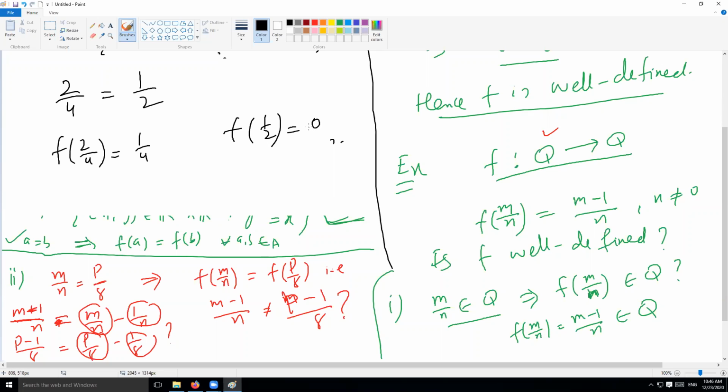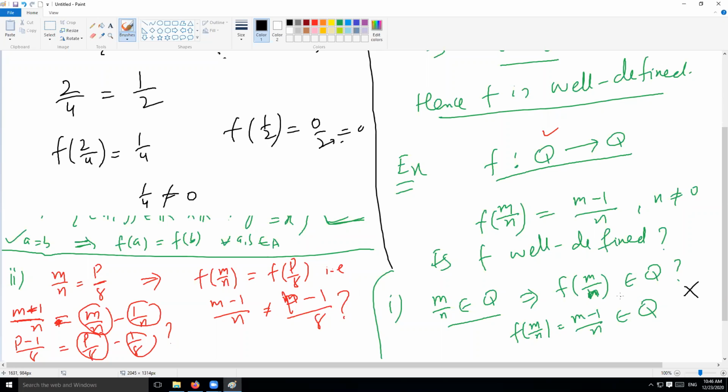Yes, sir. It should be 0 because you have to subtract 1 and divide by the same denominator. So it's going to be 0 upon 2, that is 0. So is 1 upon 4 and 0 equal? No, sir. So hence this second condition is not satisfied.